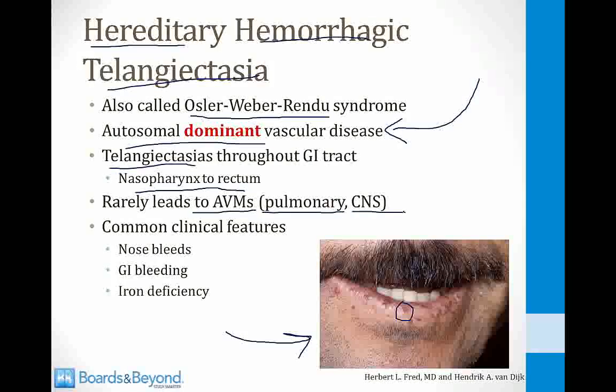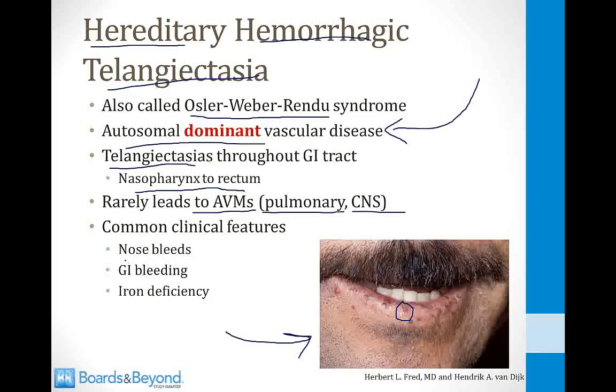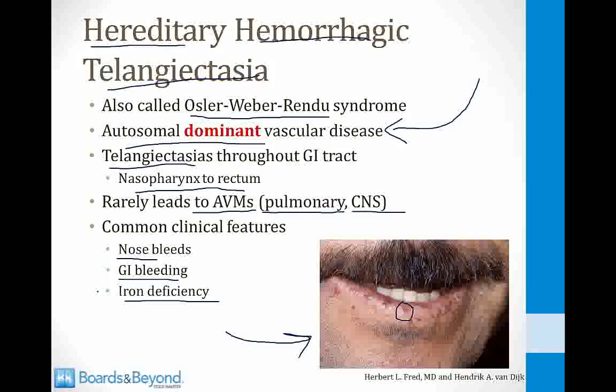These are large clumps of blood vessels that can develop in the pulmonary vasculature or in the brain. Common clinical features of hereditary hemorrhagic telangiectasia are nosebleeds, GI bleeds, and iron deficiency anemia, and this is all from the blood loss of these multiple telangiectasias throughout the GI tract. And that concludes our module on intestinal disorders.